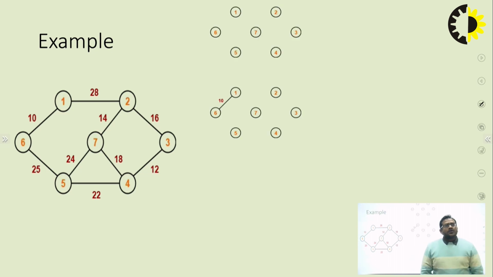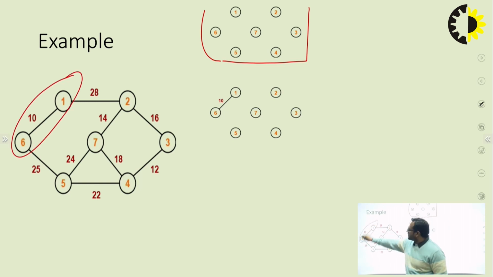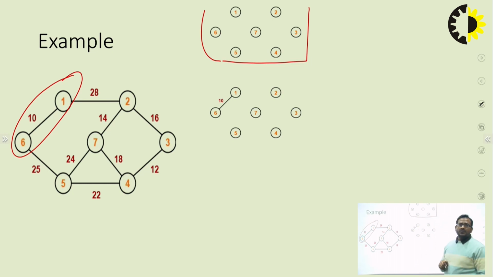So you can see these are the nodes. I am writing all the nodes here: 1, 2, 3, 4, 5, 6, 7. One by one, I am selecting the minimum edges. If you look at this graph, the minimum edge is 1 to 6. This 10 is the minimum weighted edge, right? So I am selecting this one.